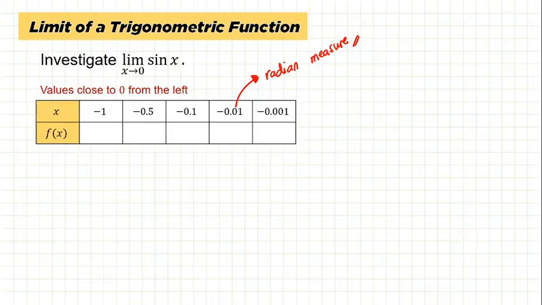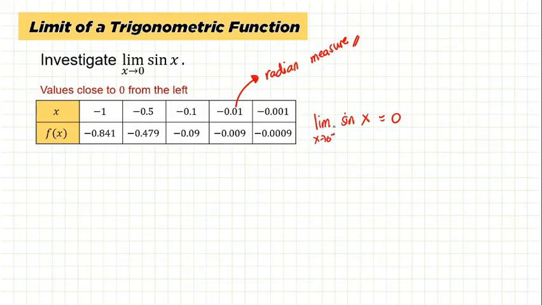Okay, so that's it. Now, in this case, if we try to evaluate the function at these values of x, we have the following values: negative 0.841, negative 0.479, negative 0.09, negative 0.009, negative 0.0009. As you can see, as x approaches 0 from the left, the values of the function approach 0. So the limit of sine x as x approaches 0 is equal to 0. And this is from the left. Okay, so the left-hand limit is equal to 0.